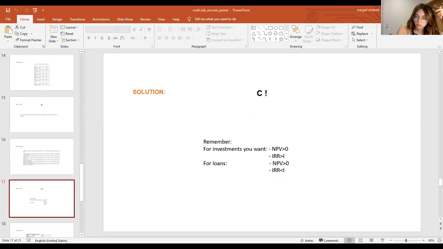Just remember those relations. For investments, you want MPV positive, MPV positive in both cases, but you want IRR to be greater than i, and for loans you want it to be lower. Does it make sense? Yes, great.